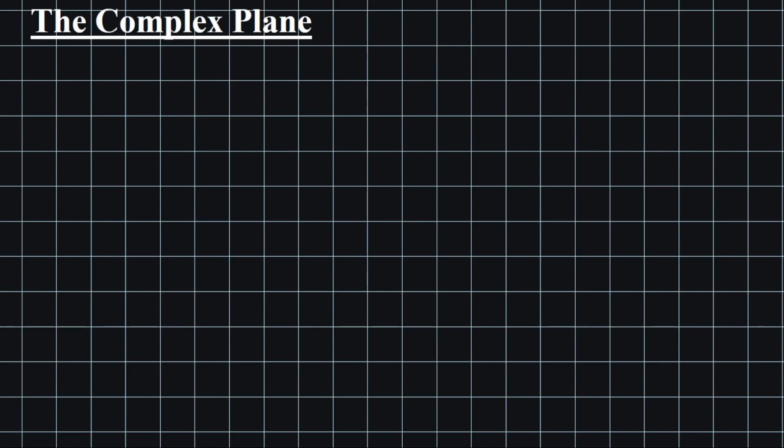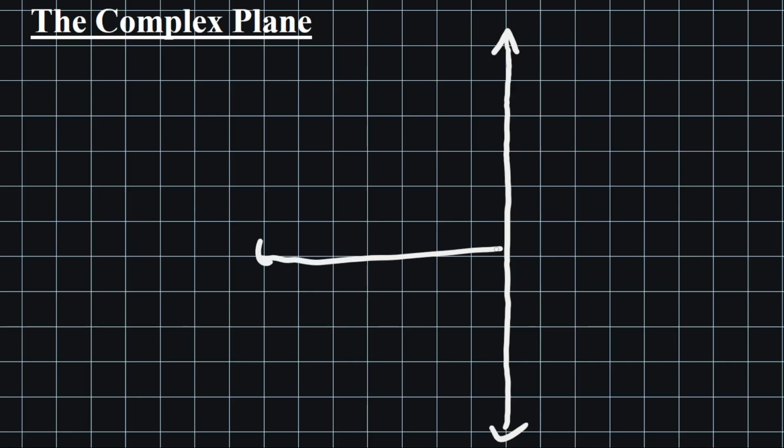Hey everyone, in this video I want to talk about the complex plane. So the complex plane is how we plot complex numbers. So first, let's draw our axes. In a typical plane, we'll have a y-axis that goes from top to bottom, like that, and we'll have an x-axis that goes from left to right.